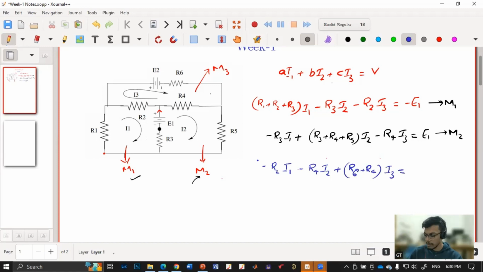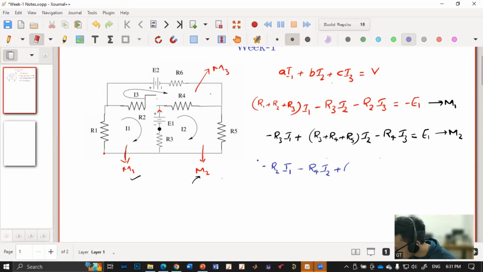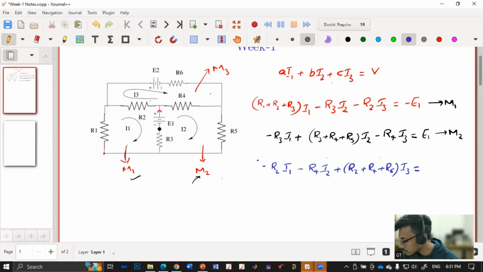Again, whether it will be plus E2 or minus E2. Plus R2 also, sorry. R2, yes. Thanks for pointing it out. So it will be R2 plus R4 plus R6 into I3. And on the right hand side, whether it will be plus E2 or minus E2. Minus E2. And this is for mesh M3.